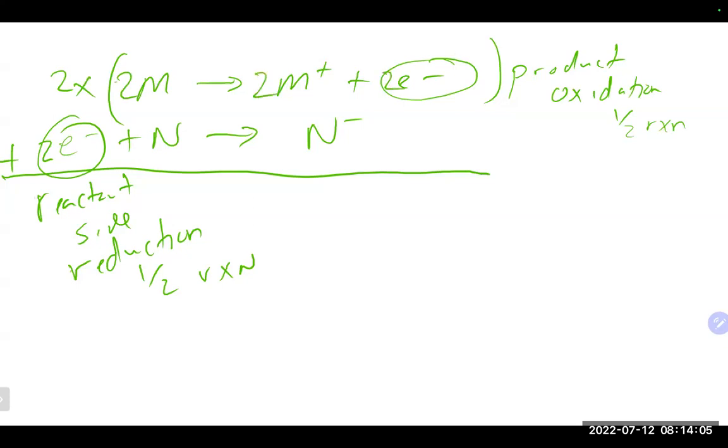And now we could add these together where everybody on the left-hand side stays on the left, everybody on the right stays on the right, and anything on opposite sides will cancel. So I'll get rid of that since we distribute it. So those guys would cancel, and it would give us our overall reaction here that looks something like this.